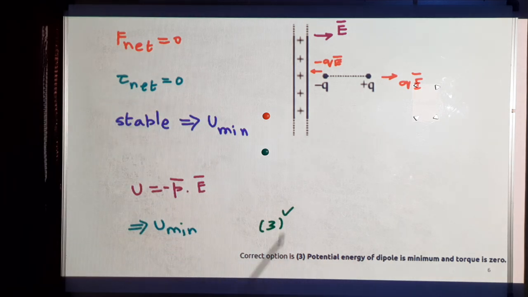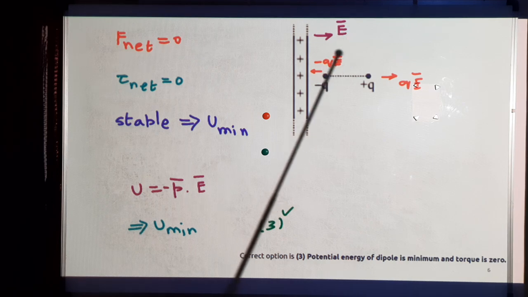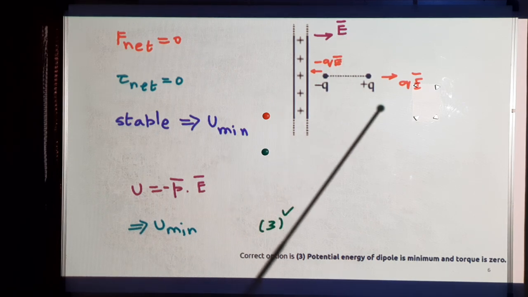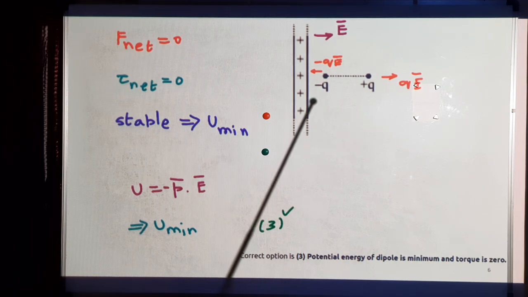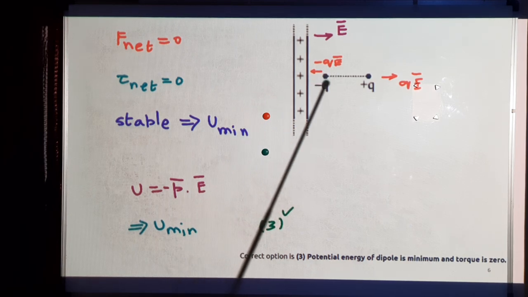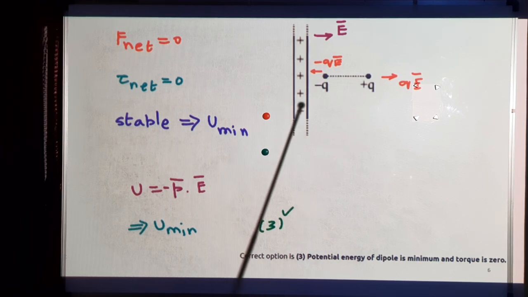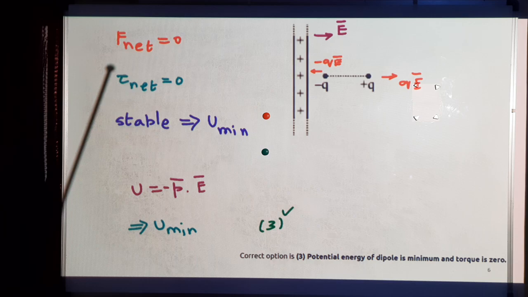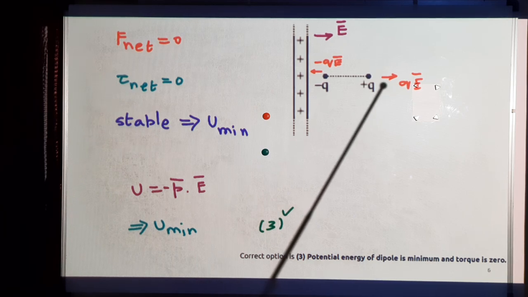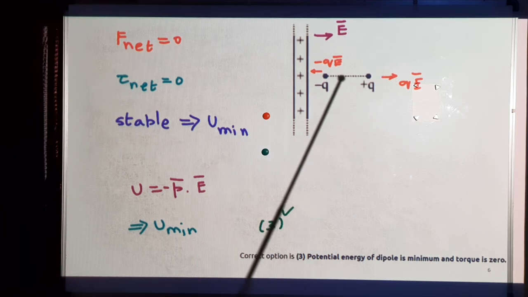So this is what I explained here. Infinite sheet. So the electric field is E, uniform throughout, and that value is sigma by 2 epsilon naught. And the force on this plus charge is Q into E towards right, and force on this minus Q is Q into E towards the plate, because there will be an attractive force between the negative charge and the positive plate, and there will be a repulsive force between this positive charge and this positive plate.